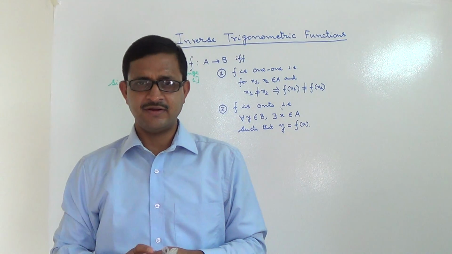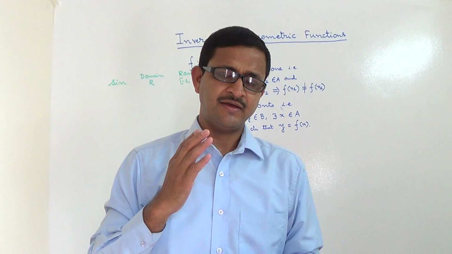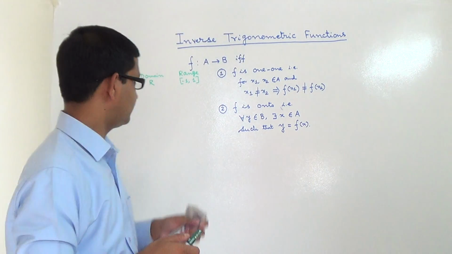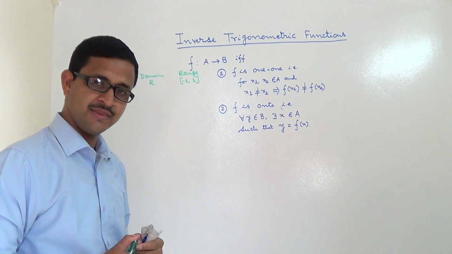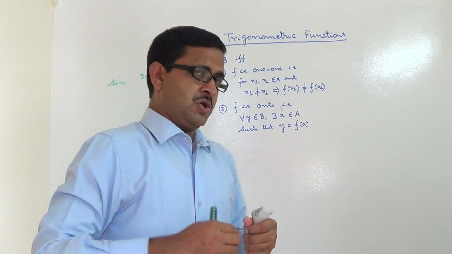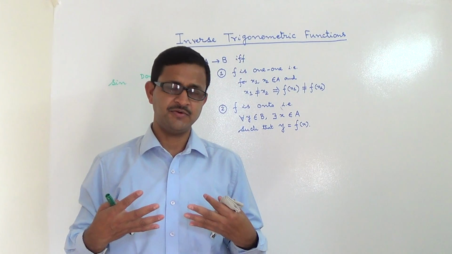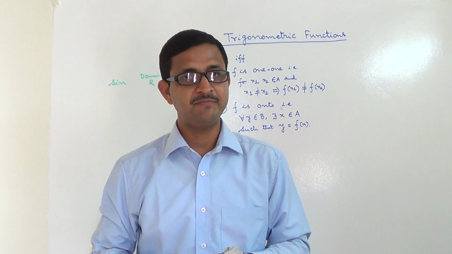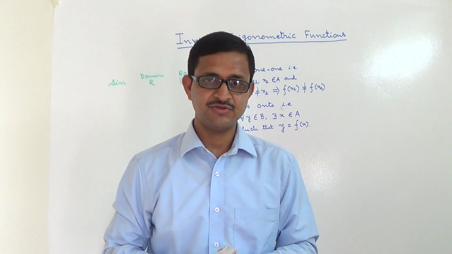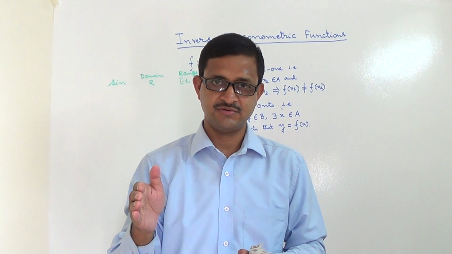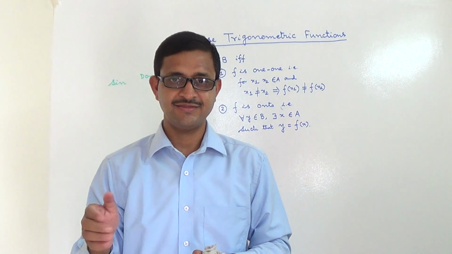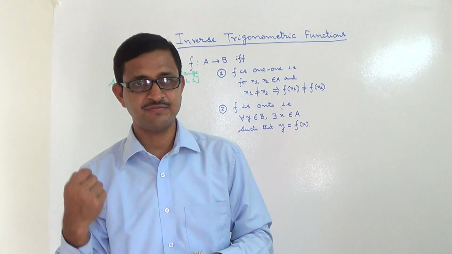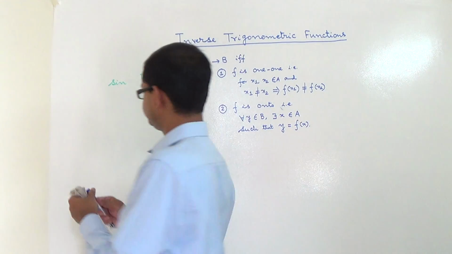But is the function sine 1-1 and onto with respect to this domain and range? Let's see. We know one thing, that trigonometric functions are periodic in nature. That means after a certain period, in this case an angle, the value of the trigonometric function repeats. Let's see by means of an example with sine.